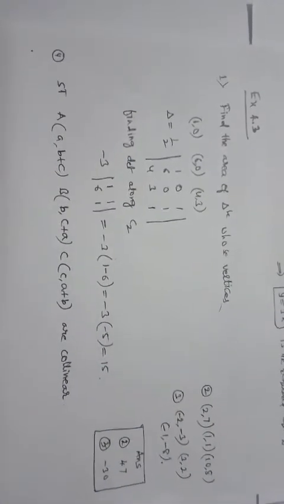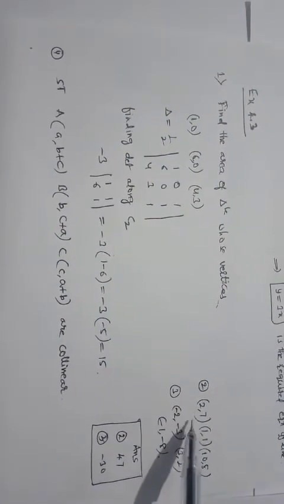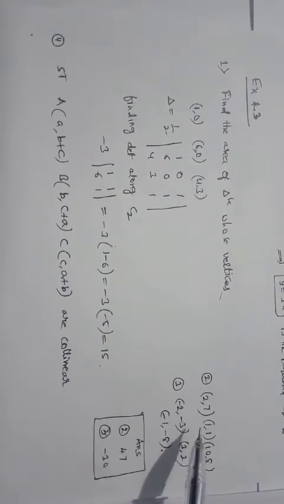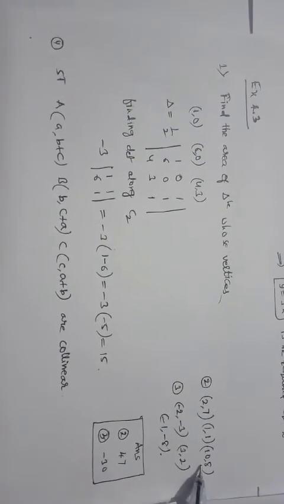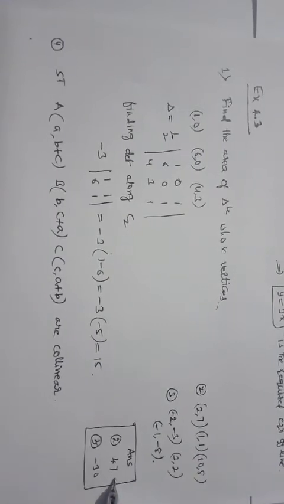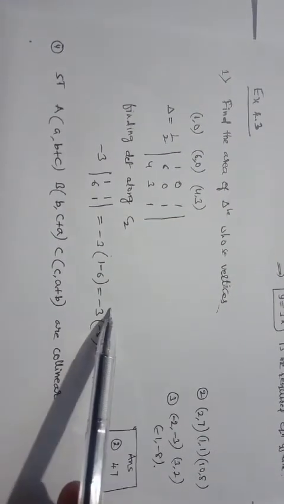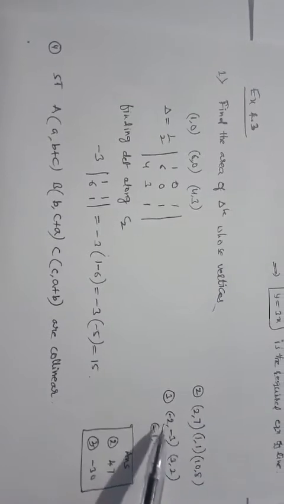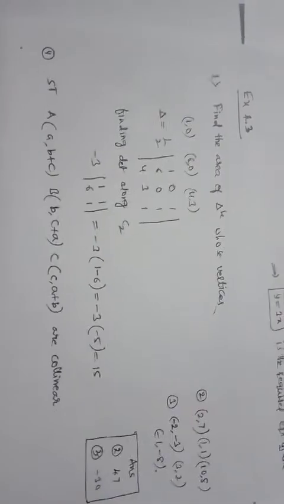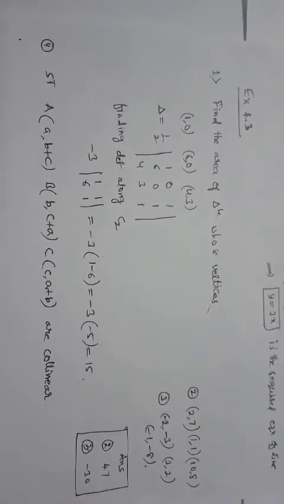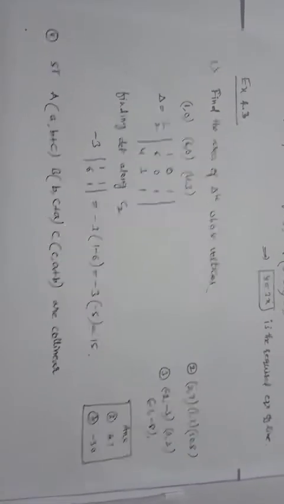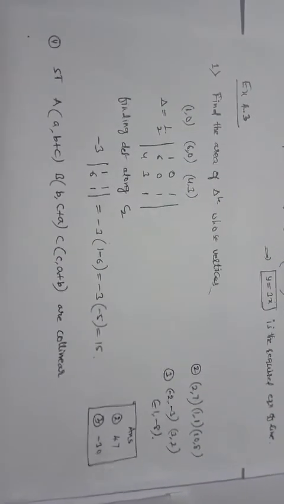The second question is: find the area of the triangle whose vertices are (2, 7), (1, 1) and (10, 8). Find it and tell me the answer. The answer is already given here, 47; the process is required. The third question is (-2, -3), (3, 2) and (-1, -8). The answer is already given, minus 30. Those are very easy questions. Try out the questions and find the solution.